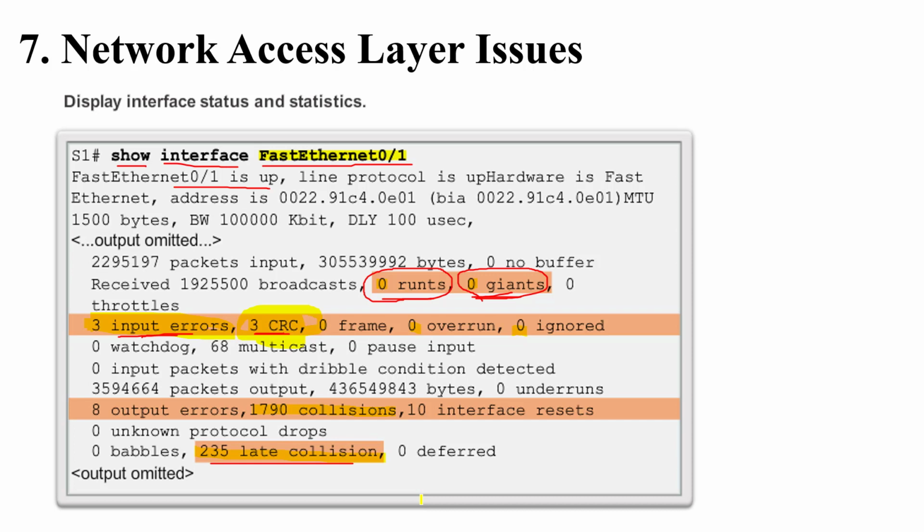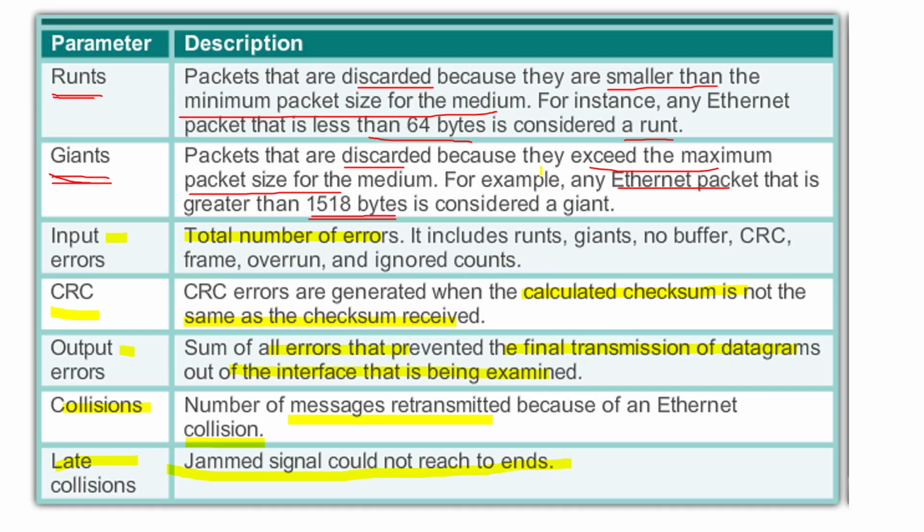So what exactly we are studying here is called the statistics. If you are taking FastEthernet 0/0, how many runts are available, how many giants, how many CRC errors are coming, how many input errors, output errors, collisions, late collisions. You can check everything for a single interface. So this is about different parameters, the different types of errors which may happen for a packet.